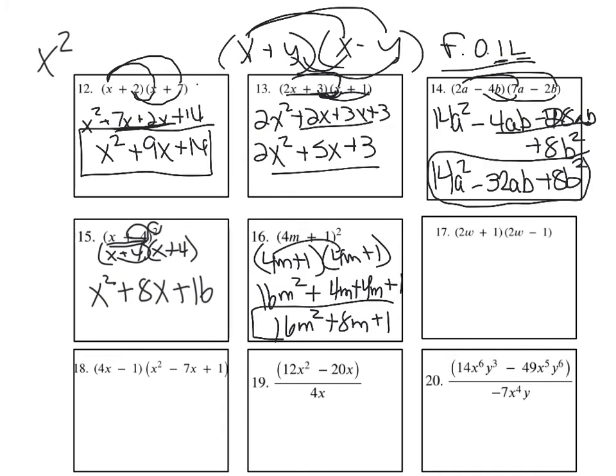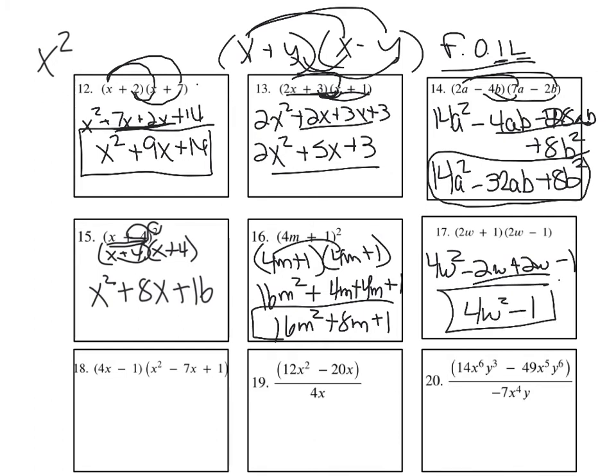And this one's going to be 4w squared minus 2w plus 2w minus 1. So this cancels out. So 4w squared minus 1. That is a difference of squares, right? These are perfect squares. Perfect squares with a minus is a difference of squares. And this is kind of backwards from when we go from here to here. Now it's going from here to here. You've got one plus and one minus. We'll do some of those in a minute.